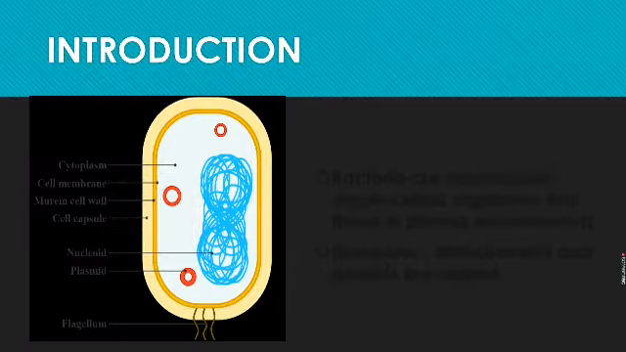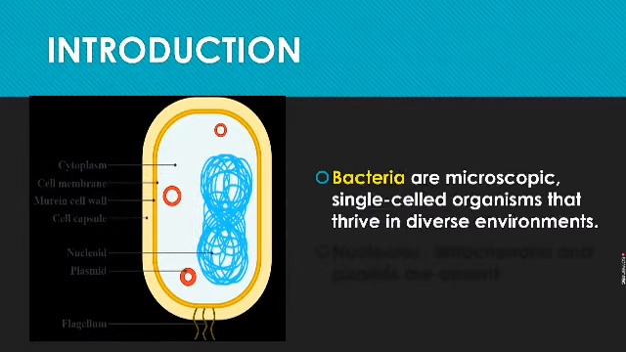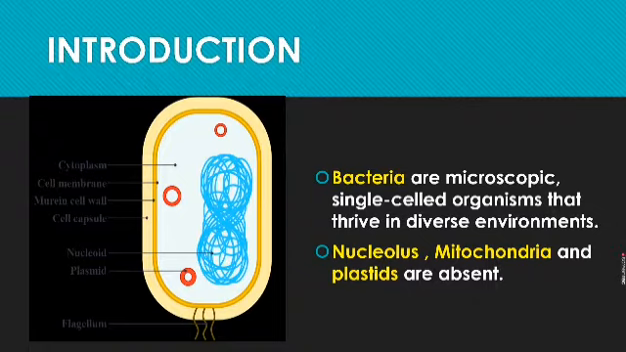So, the introduction. Here there is a picture of the bacteria. The bacteria are microscopic single-celled organisms that thrive in diverse environments. And second, the nucleolus, mitochondria and plastids are absent. So the yellow colored alphabets are very important, guys. Then in the next slide we will learn about the structure of bacteria.